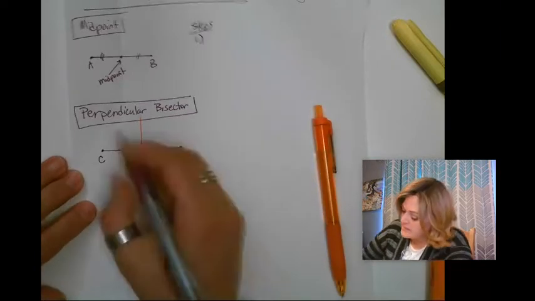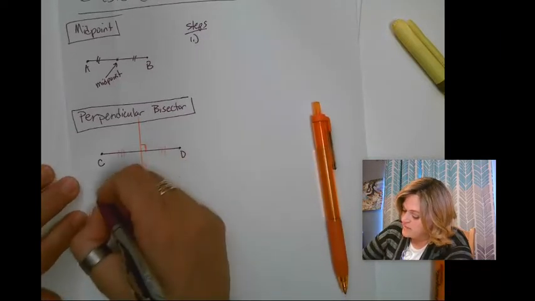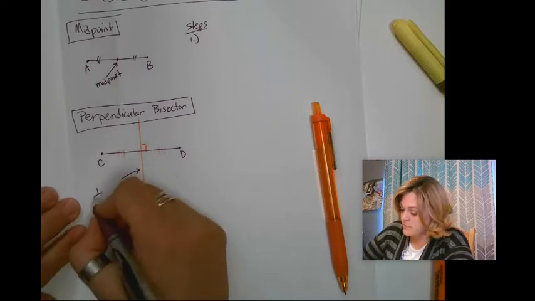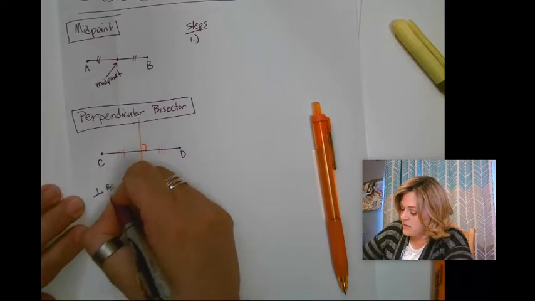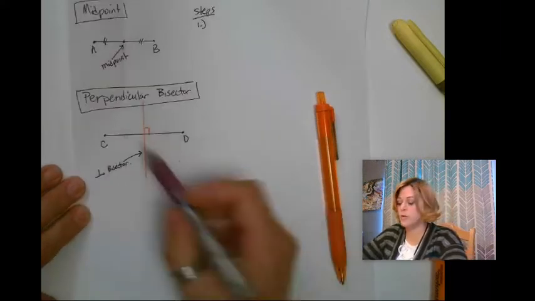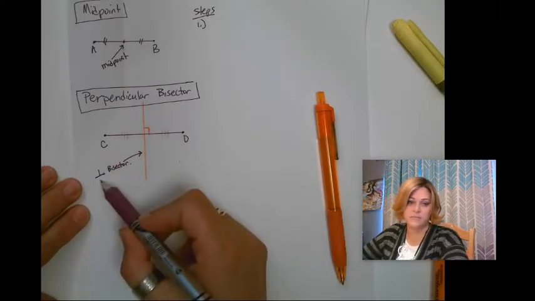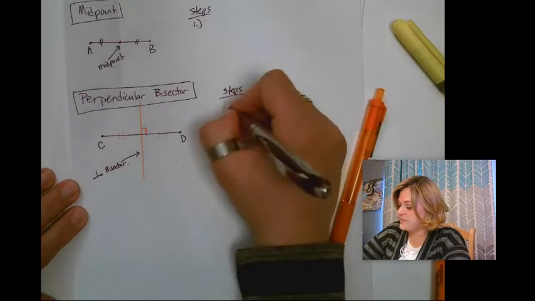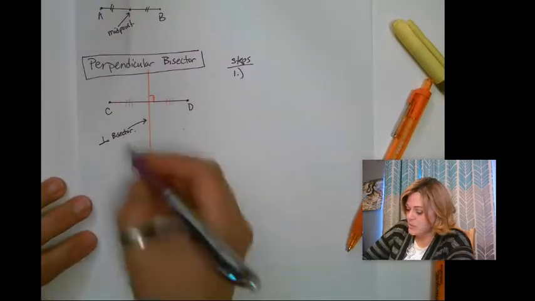And I'm going to label this line as the perpendicular bisector. And just so you're familiar with the symbol, that symbol means perpendicular. So I'm going to say perpendicular bisector. So then you know the word and you know the symbol, perpendicular bisector. And again, write those steps. Okay, next, angle bisector.